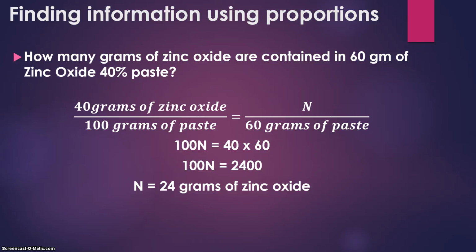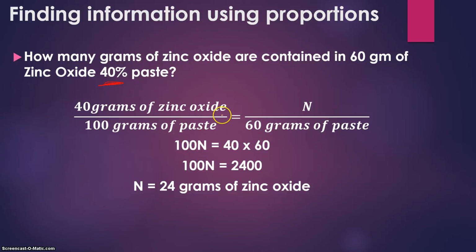So we know that based on the 40% paste, it's 40 grams of zinc oxide over 100 grams of paste. And then our unknown, we want to figure out how many grams of zinc oxide are contained in 60 grams of zinc oxide paste. So we have the 60 grams of paste, and N is because we don't know how many grams of zinc oxide.